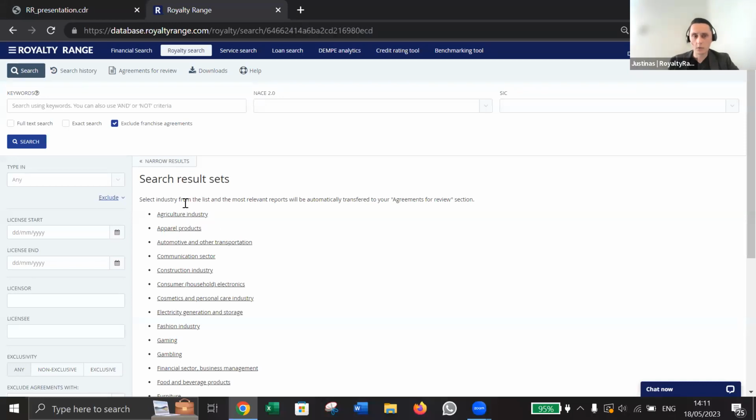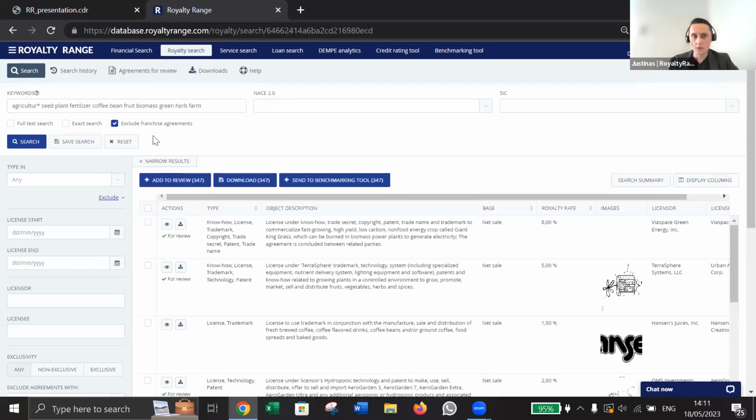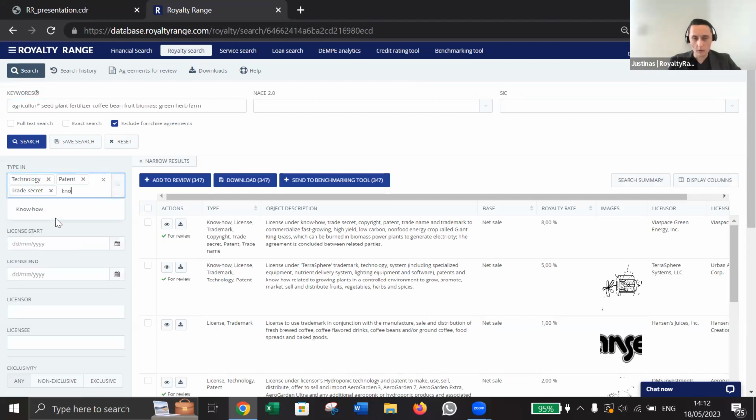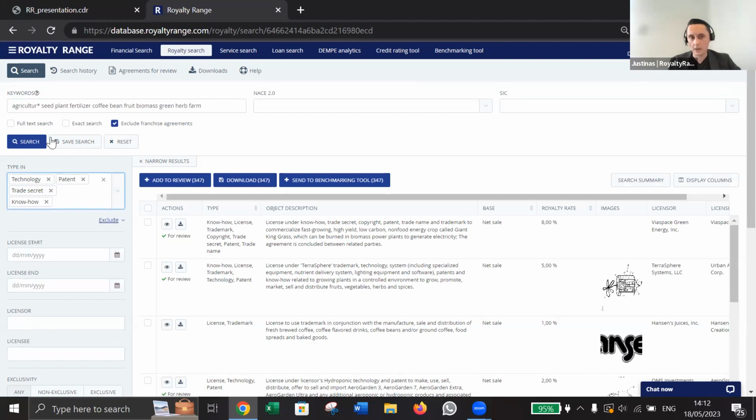I will use our search result set section, which gives keyword suggestions for the users. And let's imagine the case that this is the agriculture industry and we need to benchmark a technical IP, like technology, patent, or something like that. So technology, we can say patent, maybe trade secret, know-how, all these kinds of technical intangibles. And we just rerun the search.